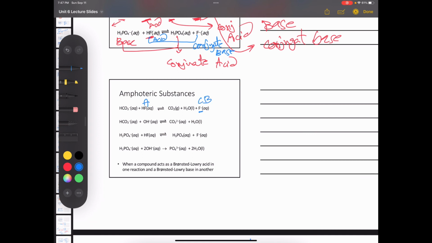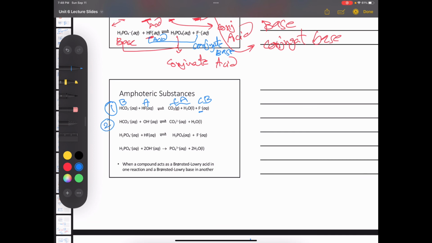And by process of elimination, this makes the hydrogen carbonate the base, and this will make the water and the carbon dioxide the conjugate acid. So that's in terms of the hydrogen carbonate in reaction number one. Let's look at reaction number two.